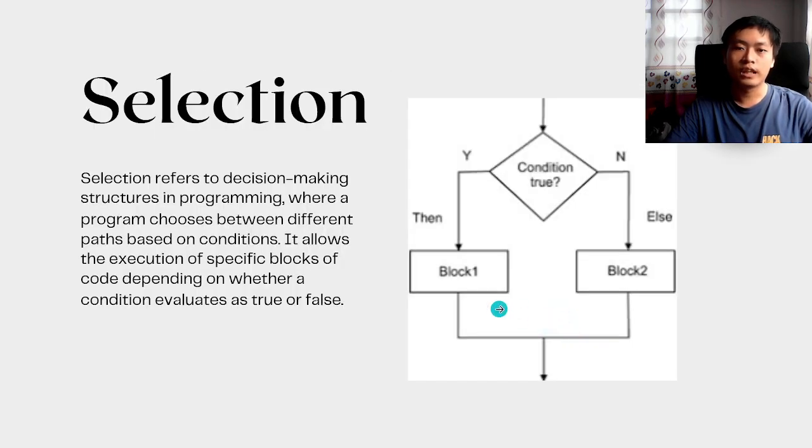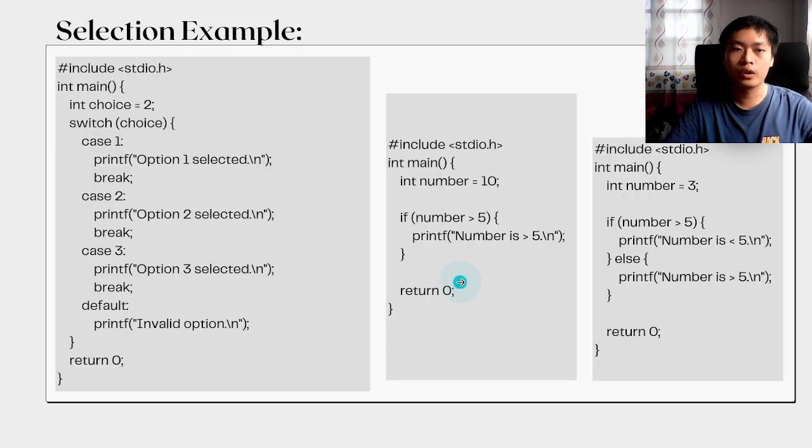Okay, next will be the selections. Selection is how it will select what will happen depending on whether the condition is true or false. So in C language, so far there will be two types. One is if else. Sometimes you don't need else because the if is enough. And another one will be the switch case.